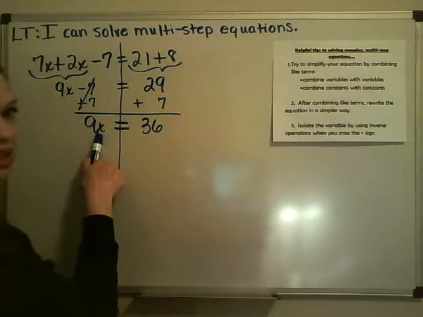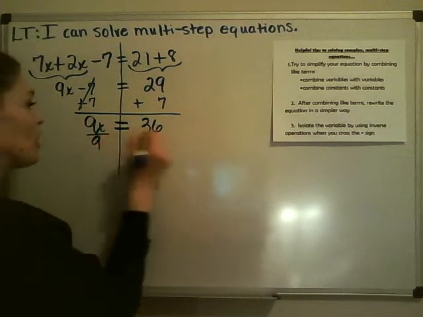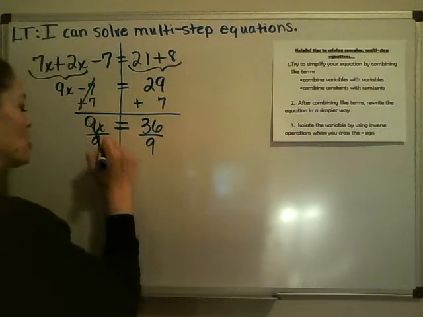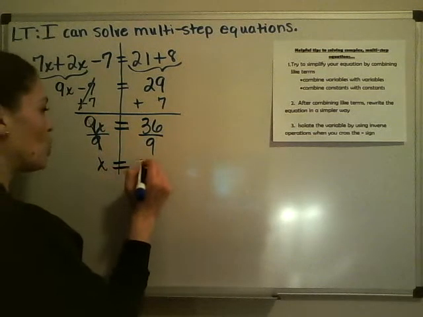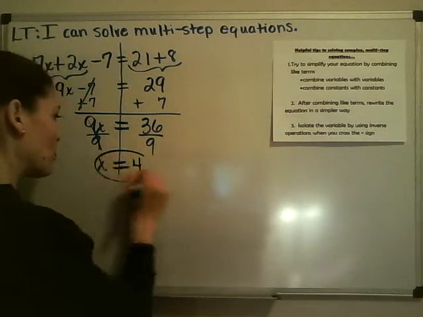Okay, what's happening to the x? It's being multiplied by 9. So we should be dividing by 9 on both sides so that x equals 36 divided by 9 is 4.